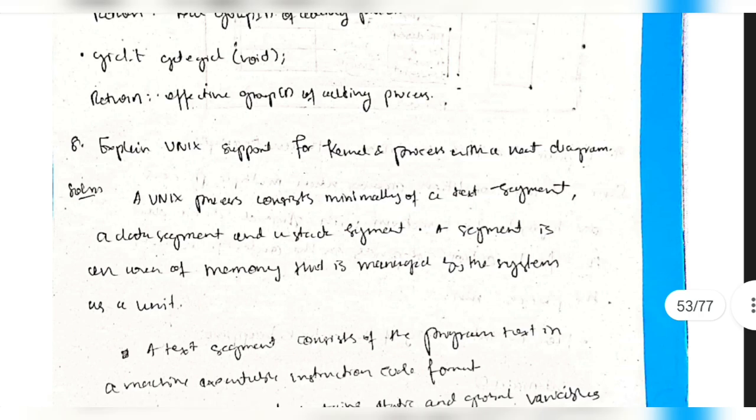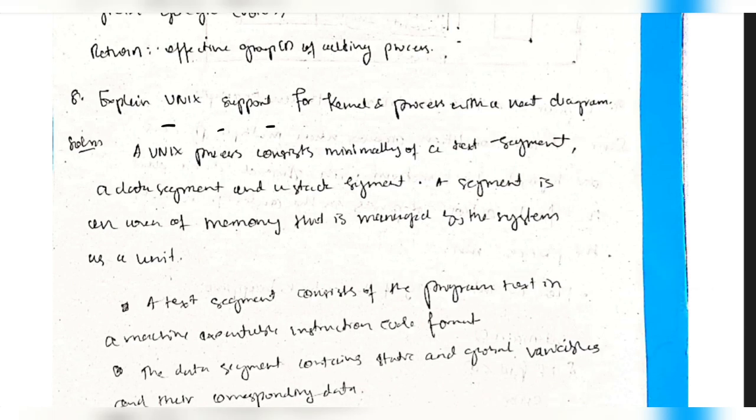The next question is to explain the Unix support for the kernel and the process with a neat diagram. What are the differences between the kernel and the process? A process is the thing which is acted upon, and the kernel is a platform where all the transactions and the query execution happens.